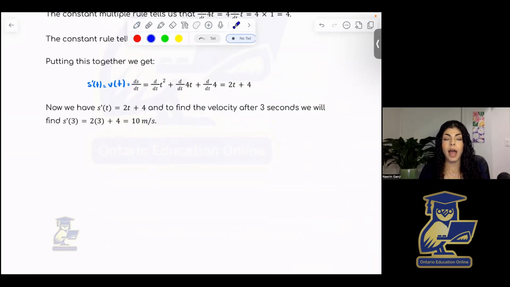We can see that it helps us find the instantaneous rate of change. And throughout this unit as well, you're going to see other applications. So hopefully that makes more sense of why derivatives are important.